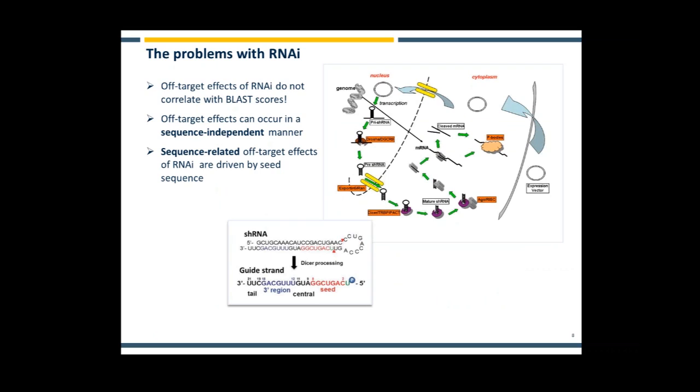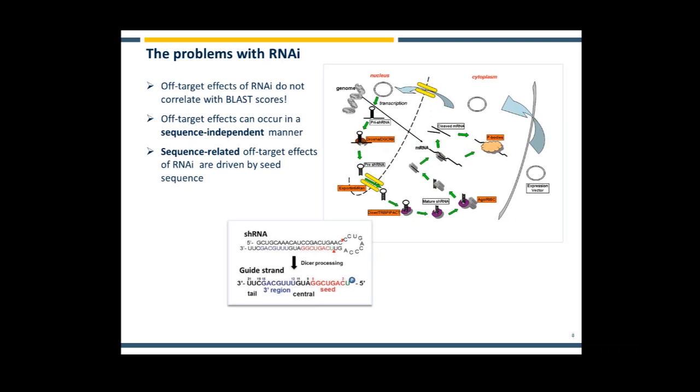These off-targets can be difficult to predict as they don't often correlate with any blast scores. There are known sequence-independent off-target effects. Exogenous expression of shRNA can overload the Drosha dicer machinery and can interfere with normal microRNA processing. Also, introduction of a large amount of RNAi into a cell can displace endogenous microRNAs from the RISC, which alters normal patterns of gene expression.